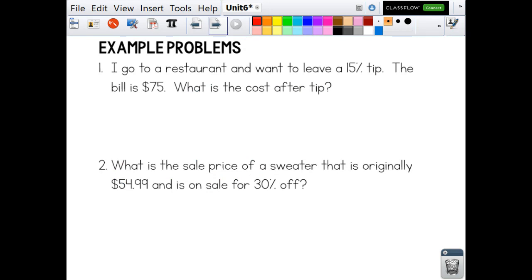All right, so let's do some practice problems. Number 1, I go to a restaurant and want to leave a 15% tip. The bill is $75. What is the cost after tip? So there's 2 ways we can solve this. I'm going to show you both of them.